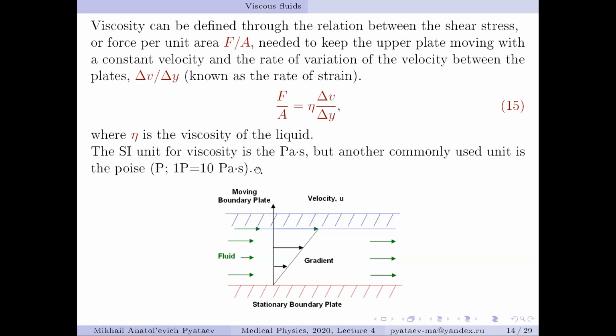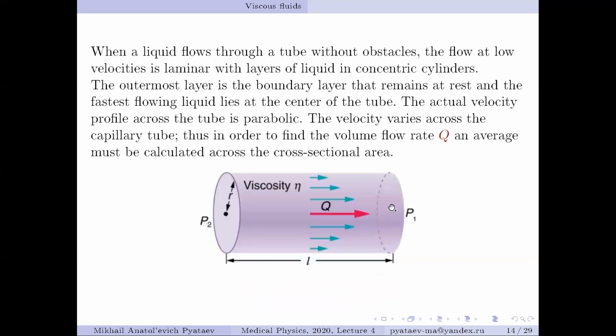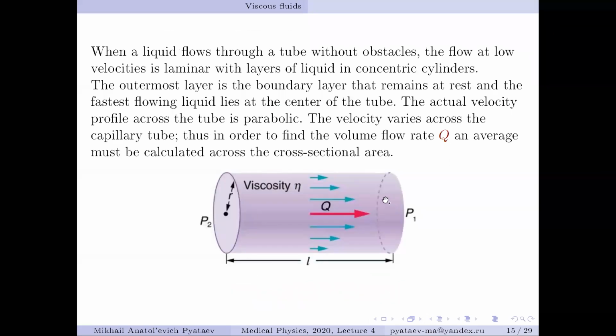So we'd like to know how to measure viscosity of any liquid. Let us see. For this reason, we can use the so-called Ostwald's viscometer, which is based on Poiseuille's solution for flow rate of viscous liquid inside a cylindrical tube.